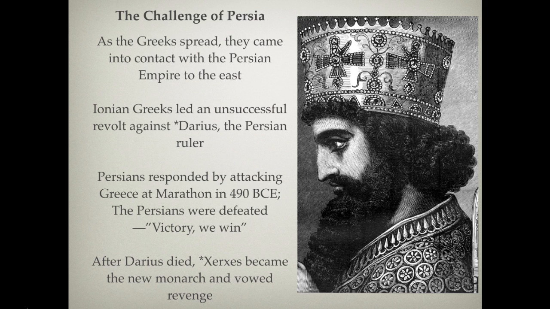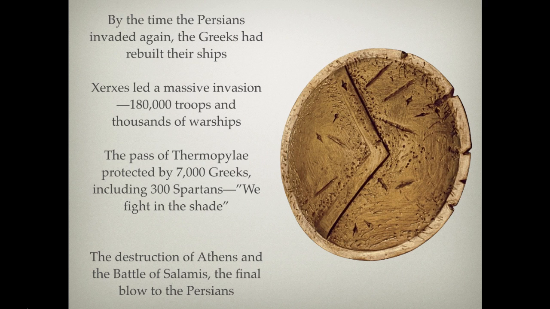Now, of course, the Persians were far too prideful or arrogant, or however you might imagine it, to allow the Greeks' defeat to go unanswered. After all, the Persians had not thrown much of their military at the Greeks in the first place, and so the Greeks were really seen as a backwater people to the Persian Empire. They were significantly smaller. And so the Persians, under Xerxes' authority, set into motion a great conquest. By the time the Persians invaded again, the Greeks had rebuilt their ships. And Xerxes led a massive invasion, estimated somewhere around 180,000 troops and thousands of warships, to attack the Greeks.